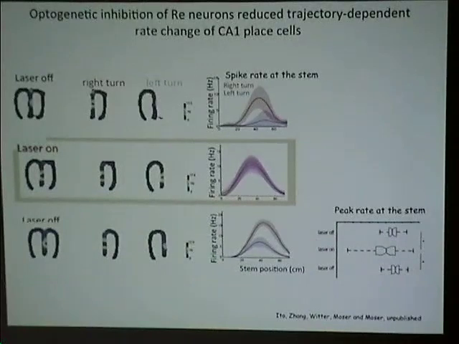I have to emphasize, the lesions are actually much better in this regard because the reunions looks like a sausage, and it's very, very difficult to hit all of them. So this is actually only a partial inactivation. It works in some animals, but not in others.